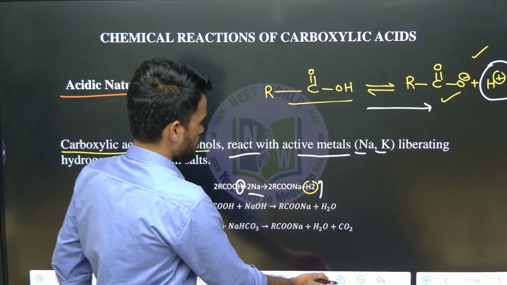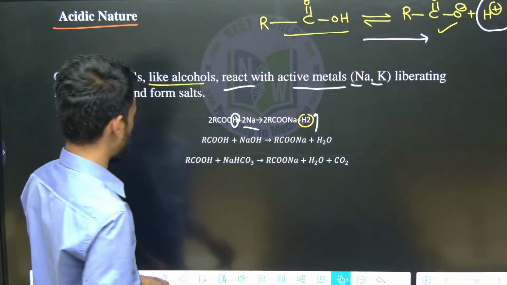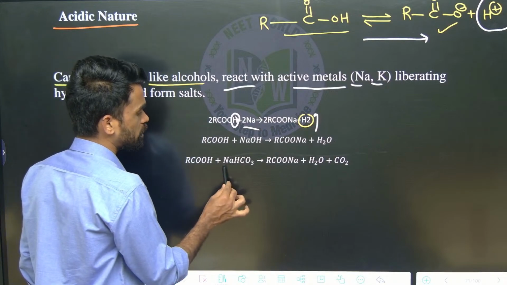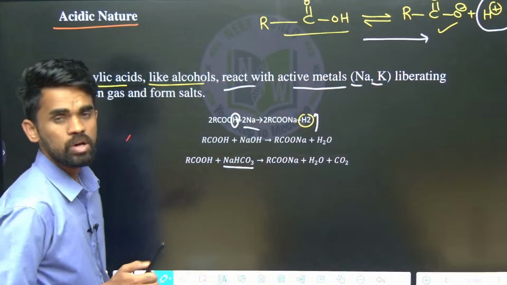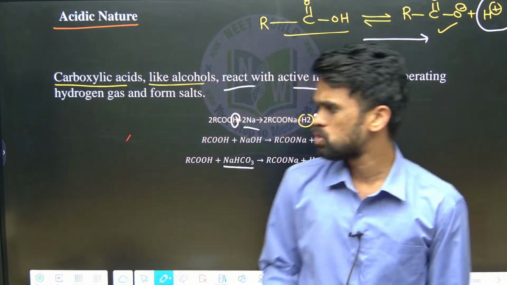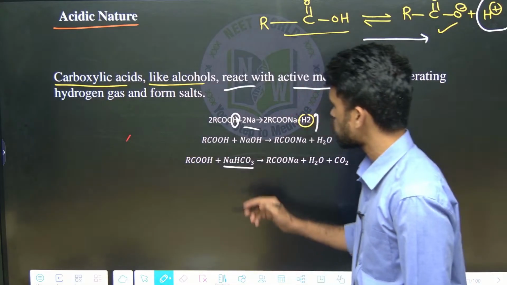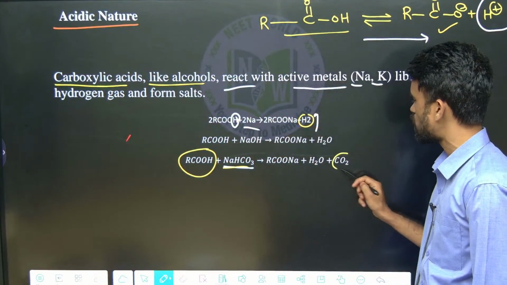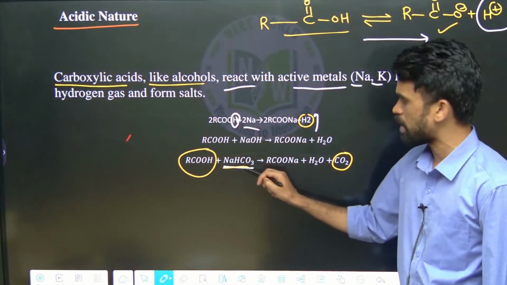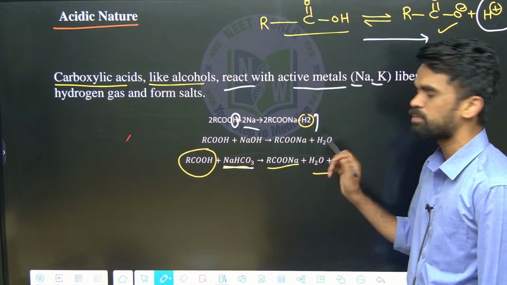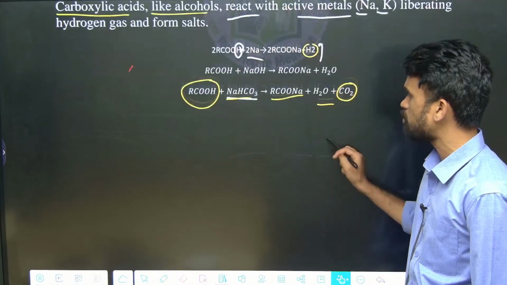Now see, when I discussed alcohols, I told you that alcohols and phenols do not react with sodium bicarbonate. But carboxylic acids react with sodium bicarbonate and release CO2 gas. CO2 gas is released from the bicarbonate, and a water molecule is formed along with the conjugate base. Now the question in the exam will not be like this.